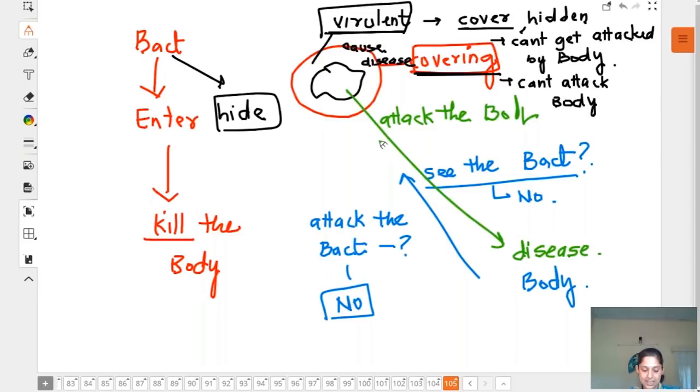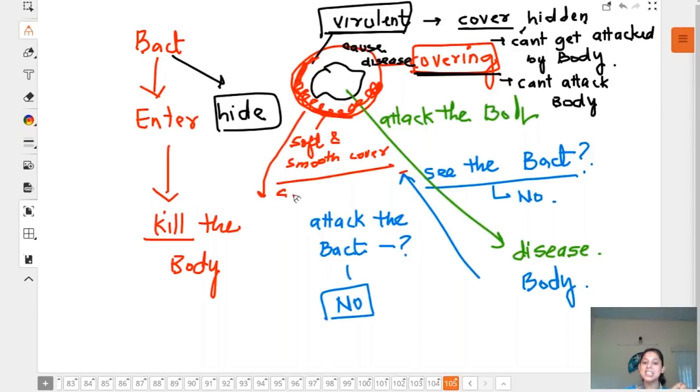So there is a bacteria, and that bacteria is hidden in the cover. The body can't see the bacteria inside the cover, and the body can't do anything, but the bacteria kills. That bacteria is called virulent. This cover is a very soft, smooth, jelly-like, gel-like cover. So we call such bacteria smooth. Which type of bacteria? Smooth.